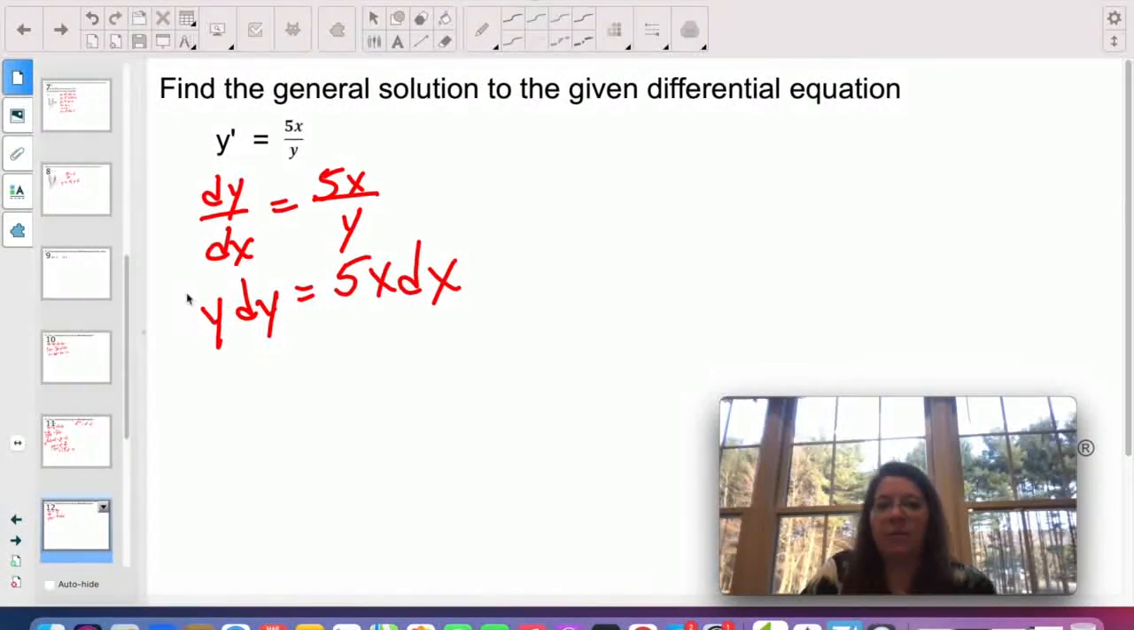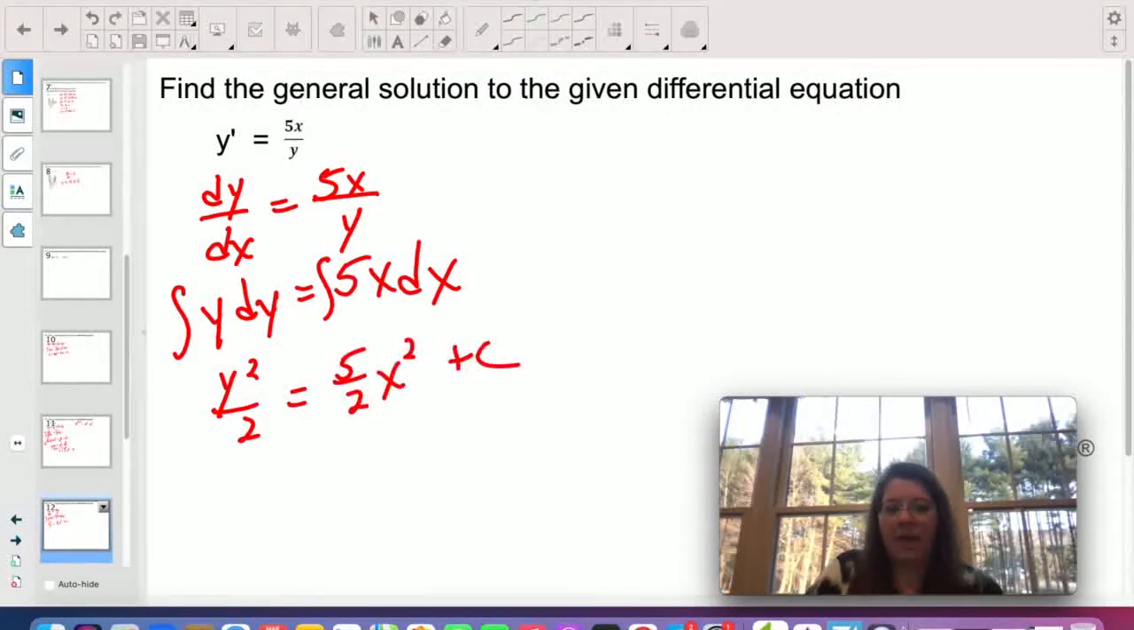I would integrate both sides, and when I integrate, this side gives me y squared over 2, and this side gives me 5 halves x squared. I have to remember the plus c. Now you may be asking yourself, why do we need a plus c over here but not over here? Well, if you think about it, if we don't know what c is, a constant.